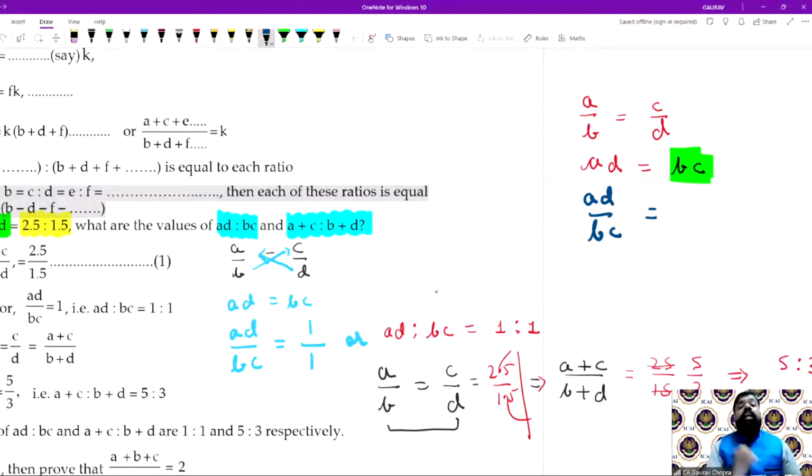And what will be left? If BC is not available, that means what is left is 1. And in the denominator, nothing is written, that means by default it is 1. So we can write 1 here also. So what is the final ratio between them? We can write AD ratio BC equal to 1 ratio 1. So the ratio is simple, 1:1.